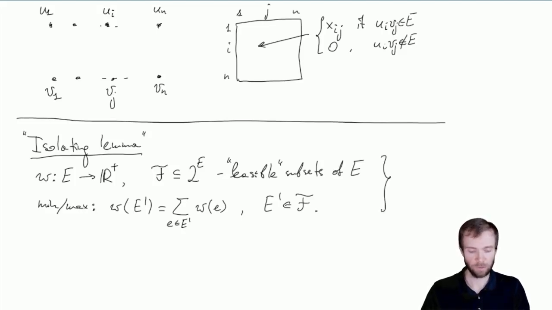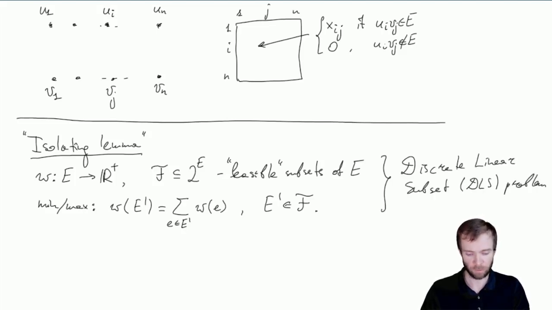This general framework is called the discrete linear subset problem, or DLS problem. Discrete, well, because it's a problem of discrete optimization: we are to choose a subset of a finite set. Linear, because the weight of the subset is calculated as a sum of the individual weights, and so this is called a DLS problem. So now the question is, when does this problem have a unique solution? And the isolating lemma gives a lower bound for the uniqueness of the solution to this problem.